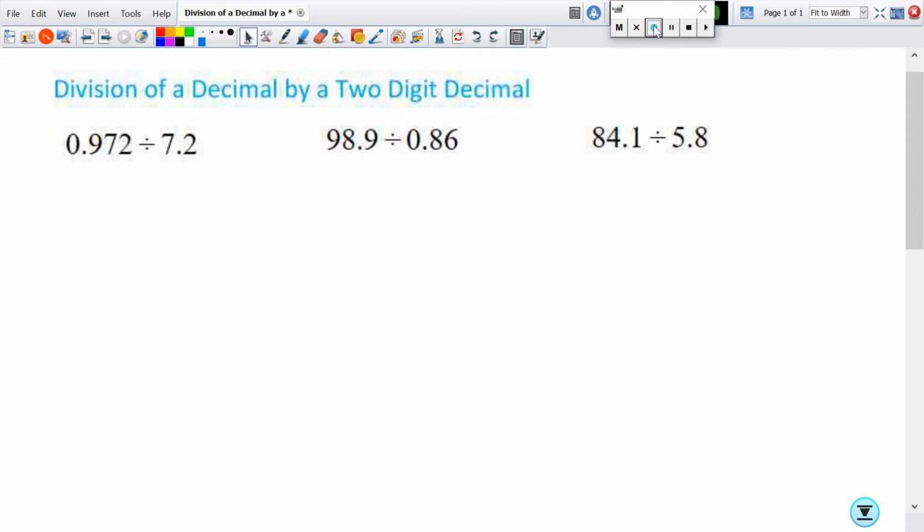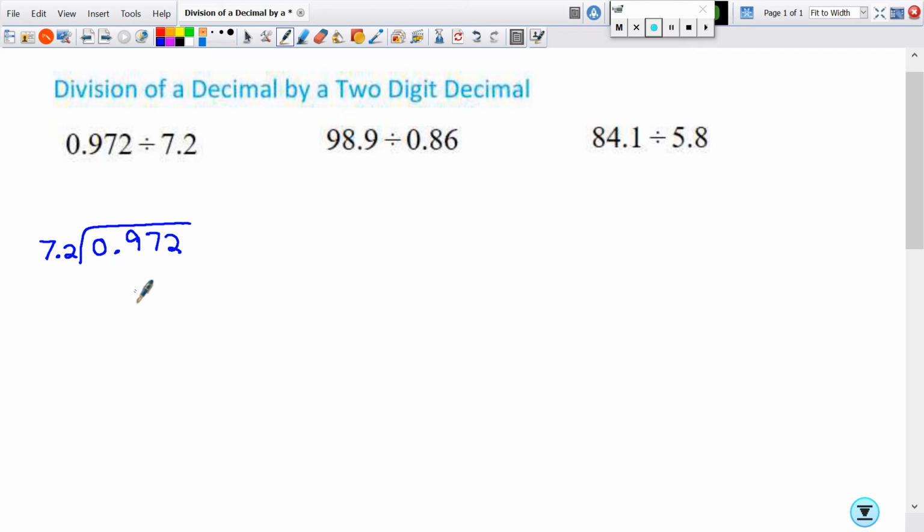Okay, the division of decimal by a two-digit decimal. Whenever you're dividing, the first number, no matter if it's a decimal or not, goes inside underneath. So I'm going to write down 0.972 divided by 7.2.